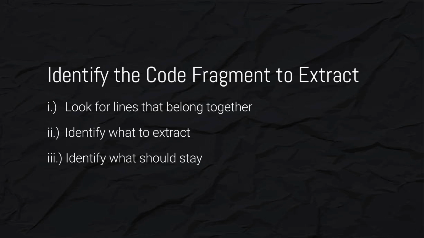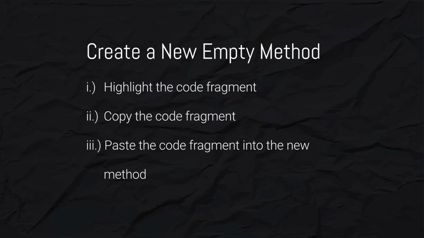Step number 1, identify the code fragment to extract. We can do this by looking for lines that belong together, identify what you can extract, and identifying what should stay in the original method. Step number 2, create an empty method and copy over the code. You can do this by highlighting the code fragment and then simply pasting it into the newly created method.